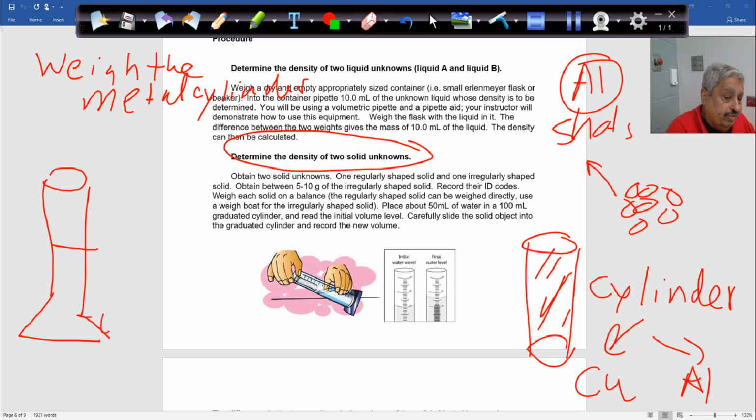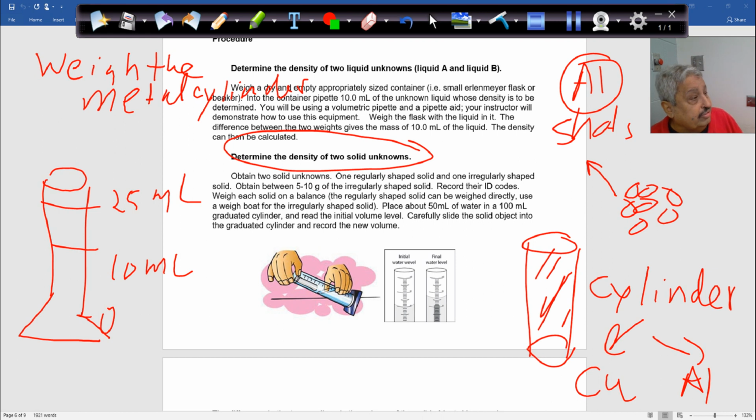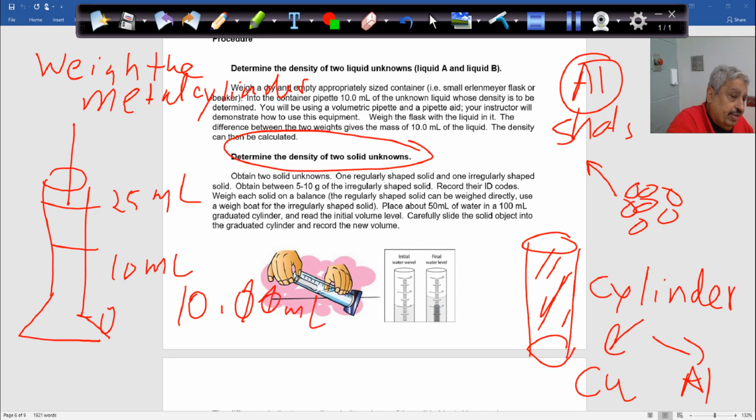That's your 0 here. This is 10 mils, and this is the 25. That's the graduated cylinder, 25. You can get your exact amount, which is 10.0000 mil, using the burette. You can add the 10 mils. Here it is, your burette. That's your burette here.